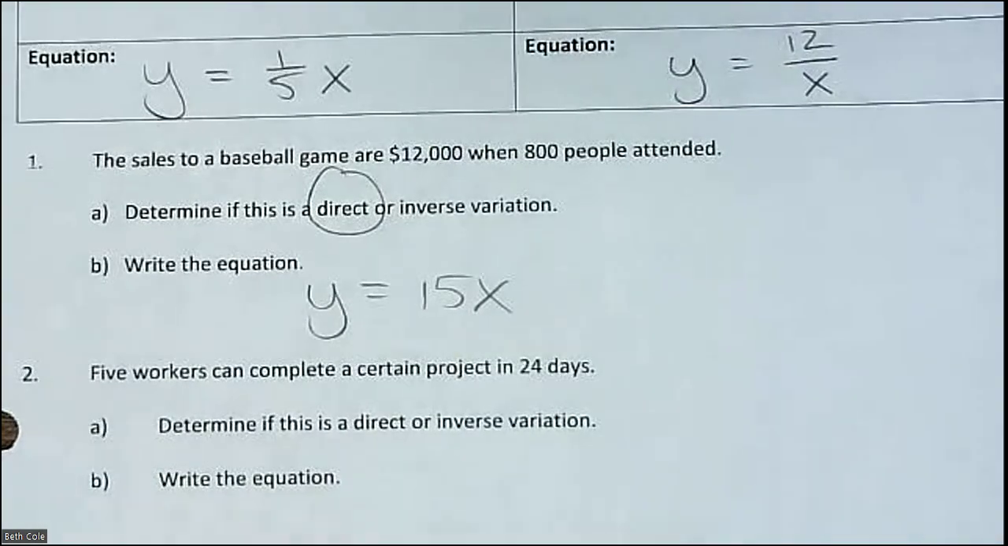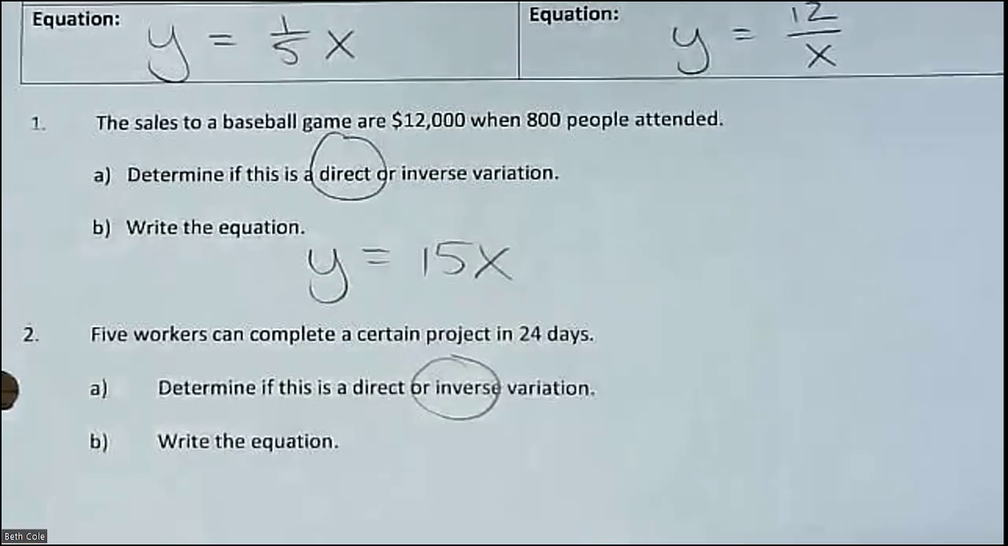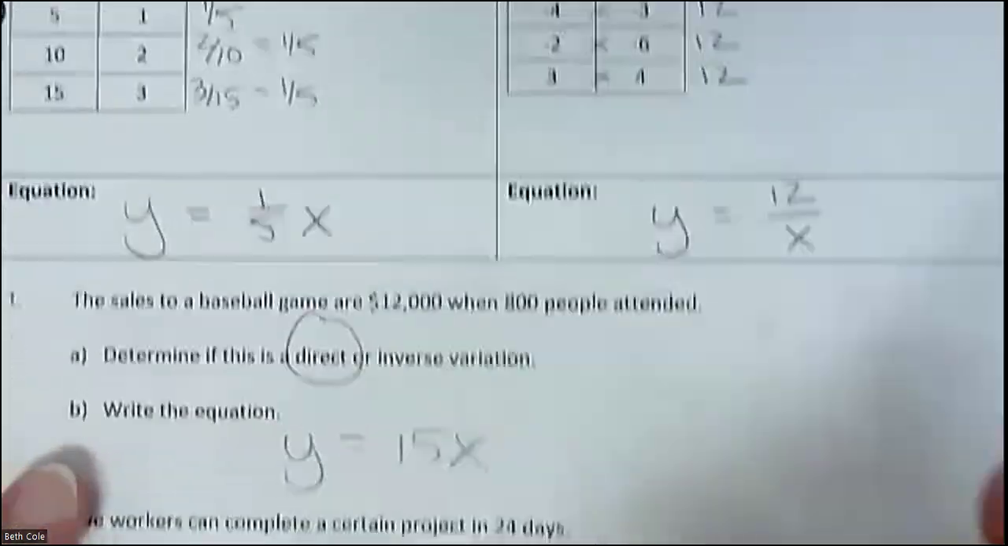5 workers can complete a project in 24 days. The more workers you have, the less days it should take. In theory, the more people you have helping, the less time it should take. Do you get what I'm saying? Yes. Okay, so is it direct or inverse? It's inverse. And all you have to do is multiply those together. Again, for inverse, you just multiply them.